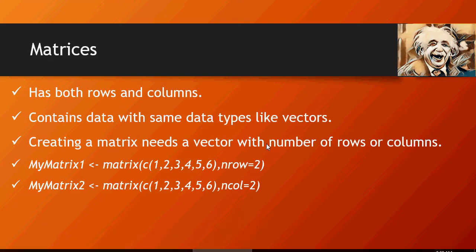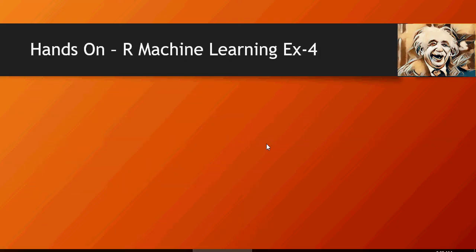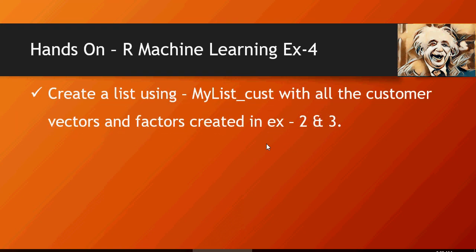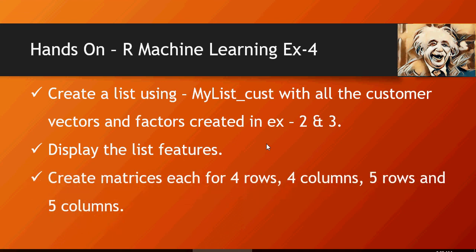Time for some hands-on. Exercise number 4: create a list called MyList underscore cust with all the customer vectors and factors created in videos number 2 and 3. Display the list features. Create matrices, each for 4 rows and 4 columns, and 5 rows and 5 columns.